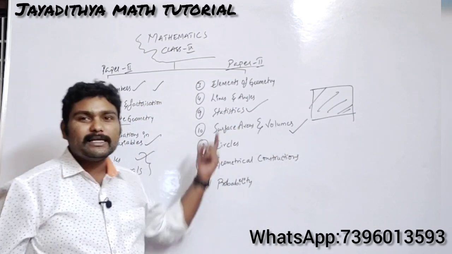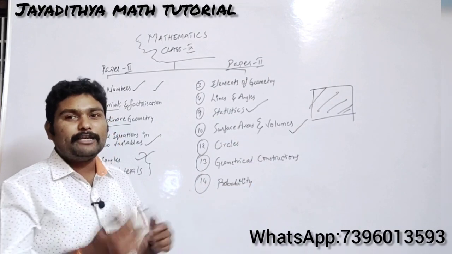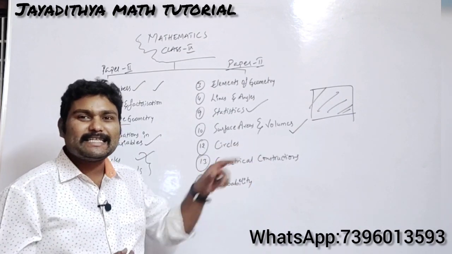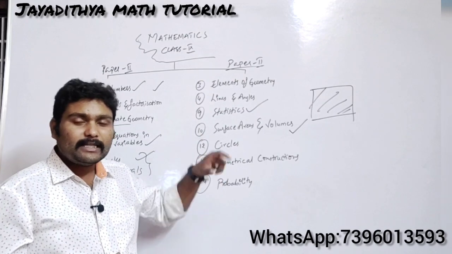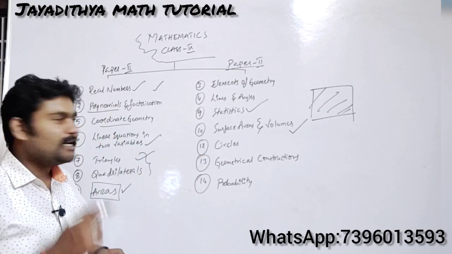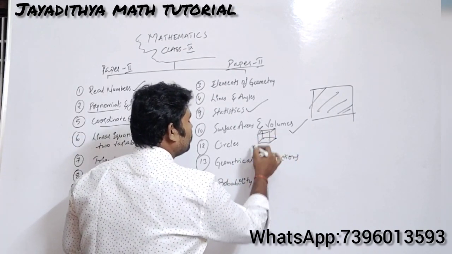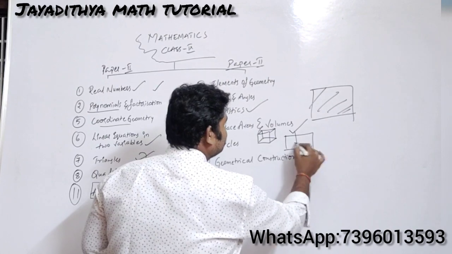Surface areas and volumes you will be learning in your 9th standard under the name surface areas and volumes. But in your 10th standard, the name of the chapter will be changed to mensuration. There you will be learning the same chapter under mensuration. But here you will be finding the surface area and volumes for a cube or a cuboid, like that.